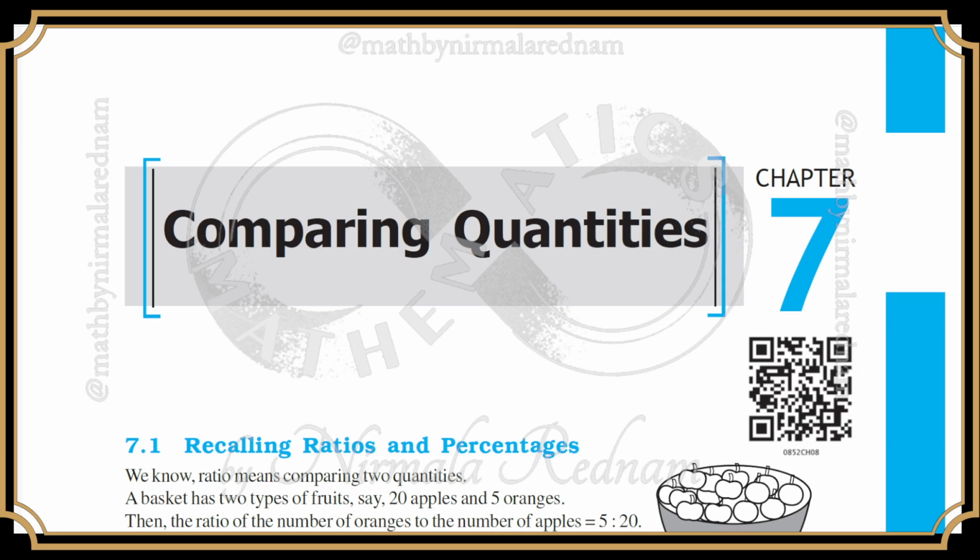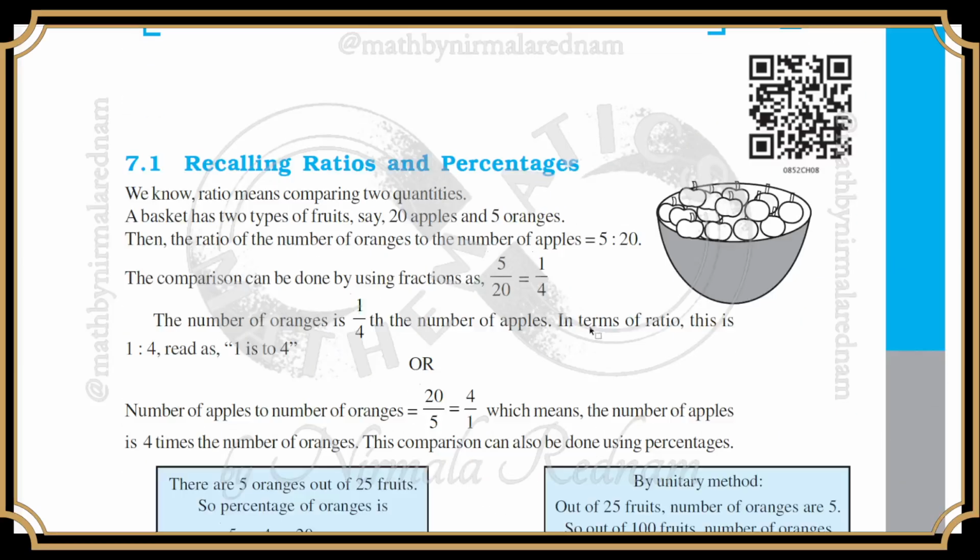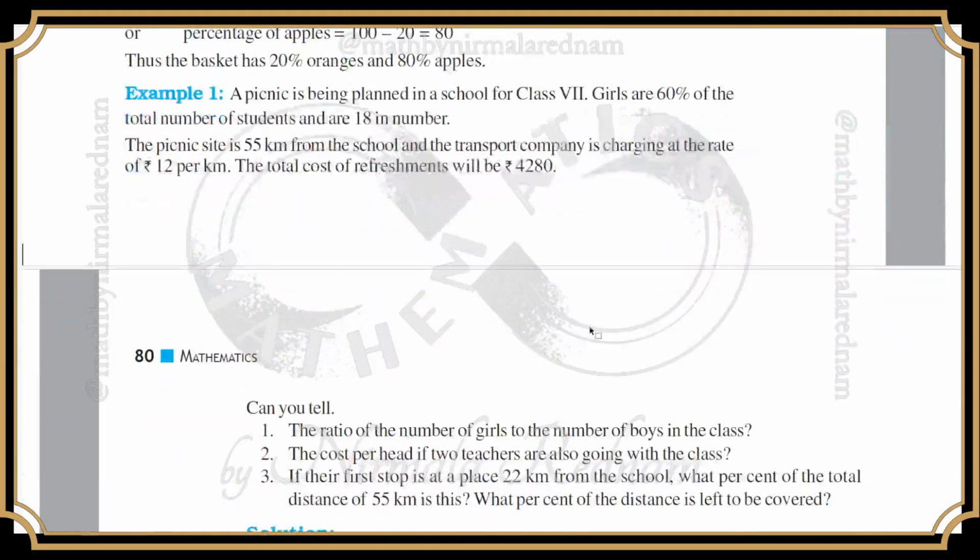In this video, we are going to solve the sums from exercise 7.1 and 7.2 from the chapter Comparing Quantities, NCERT textbook class 8. In the previous video, we looked at the synopsis, that is, we discussed the concept of ratio, percentage, and then discount and different types of taxes. Now, in 7.1 and 7.2, we will be dealing with sums regarding these concepts. So let's look at the first solved example that they have given.